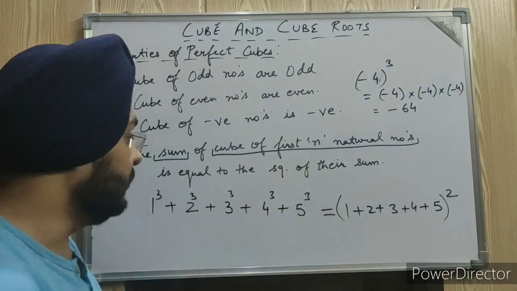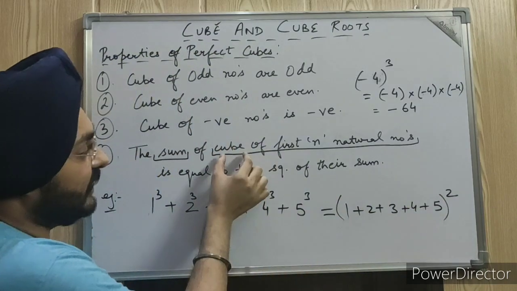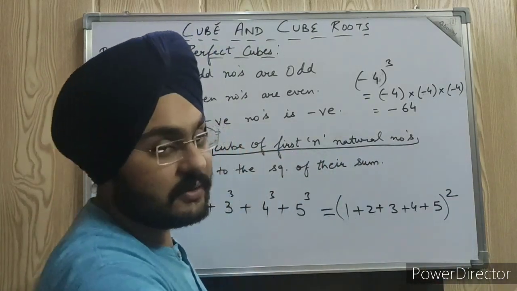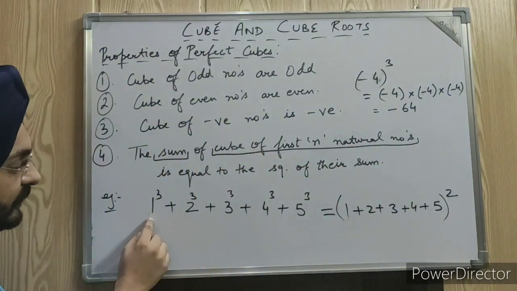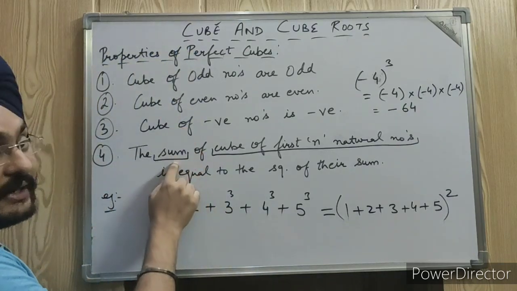Just see the statement again. The sum of cubes of first n natural numbers. So I have taken n as 5 only here. So cubes of the first 5 natural numbers will be 1 cube, 2 cube, 3 cube, 4 cube and 5 cube. And he is saying we have to find the sum.